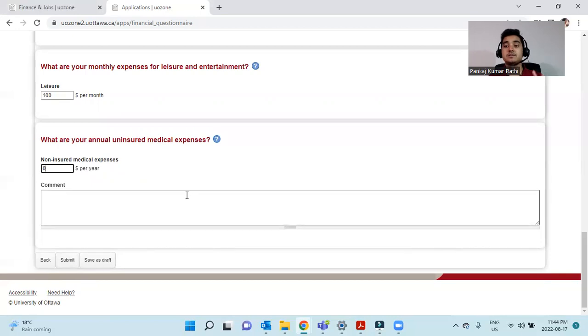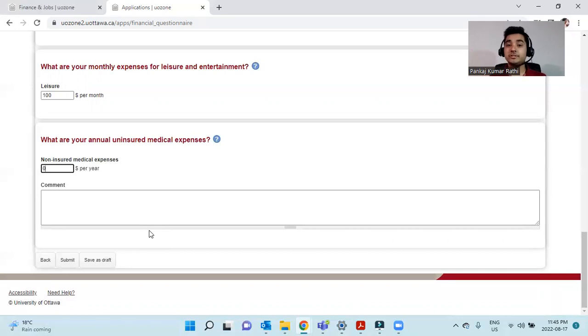And this is all about the financial questionnaire. You can submit it, and after submitting it, you can go to the work study navigator. There they will ask whether you have filled your financial questionnaire. You can also go to the scholarship section, the Ontario scholarship benefits and many other scholarship sections. The first thing will be whether you have filled the financial questionnaire.